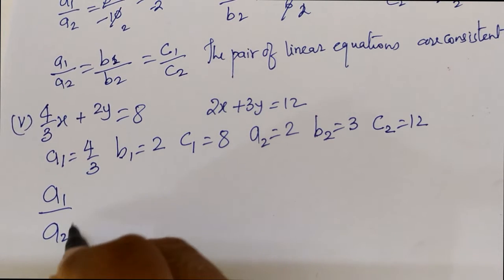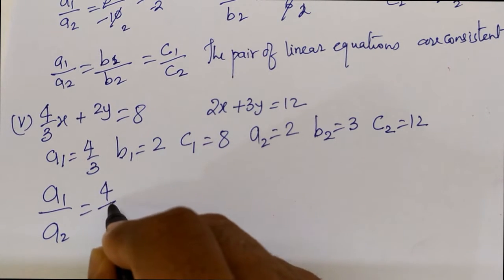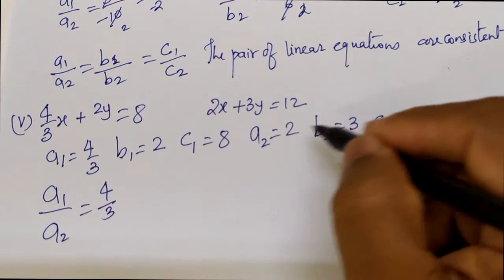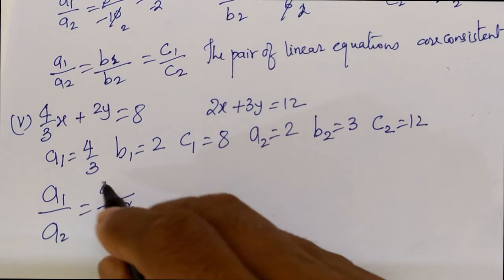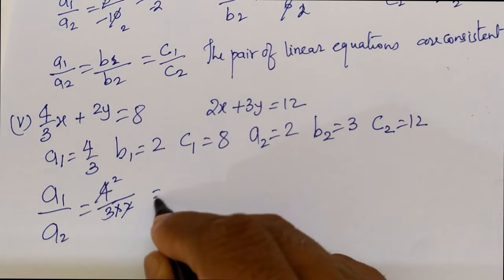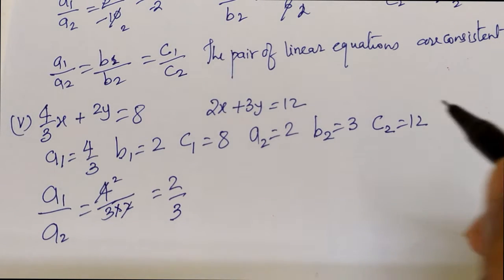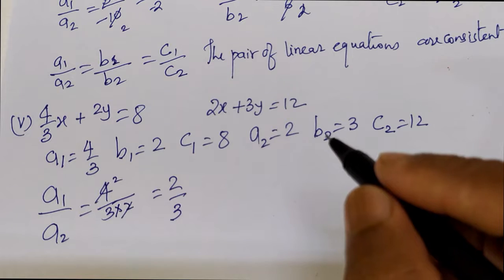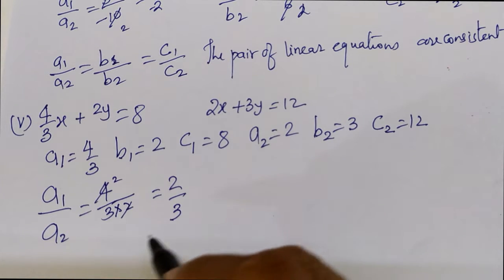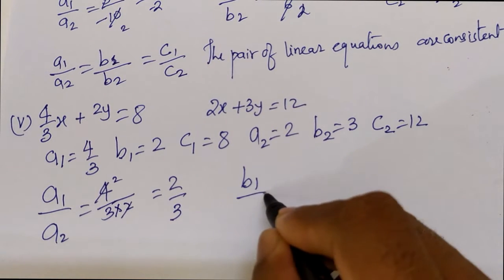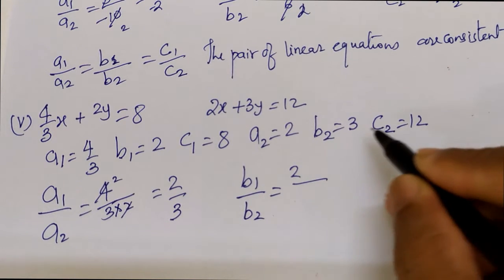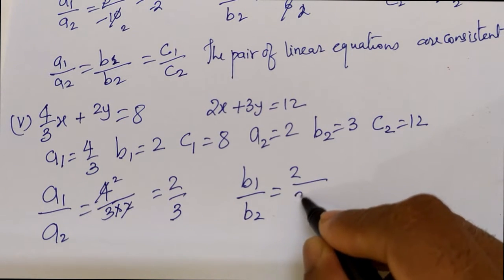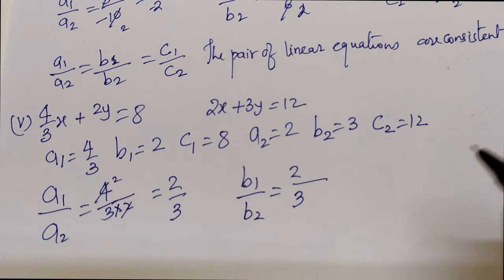A1 upon A2 is how much? 4 upon 3. This is A1. And what is A2? We'll multiply this here. So it is 2 to the 4. So it is 2 upon 3. What is B1 upon B2? B1 is 2 and B2 is 3. So this is 2 upon 3.